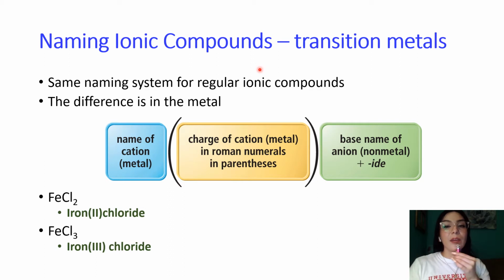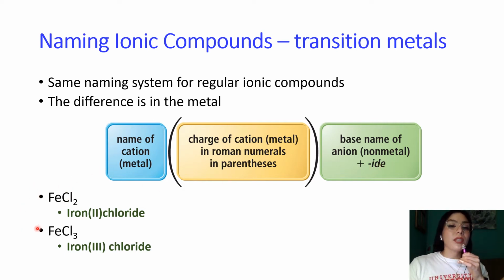This is naming whenever you have transition metals. So it's the same naming system, but the difference is in the metal. You'll have the metal name, and then it will be followed by parentheses and the charge of the cation in Roman numerals inside of the parentheses. And then you'll have the good old regular name of the anion followed by the "ide" ending.